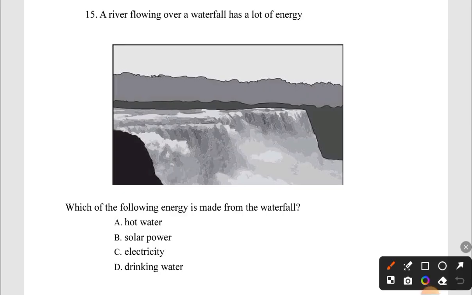Question 15. A river flowing over a waterfall has a lot of energy. Which of the following energy is made from the waterfall? A. Hot water. B. Solar power. C. Electricity. D. Drinking water. The answer to question 15 is C. Electricity.